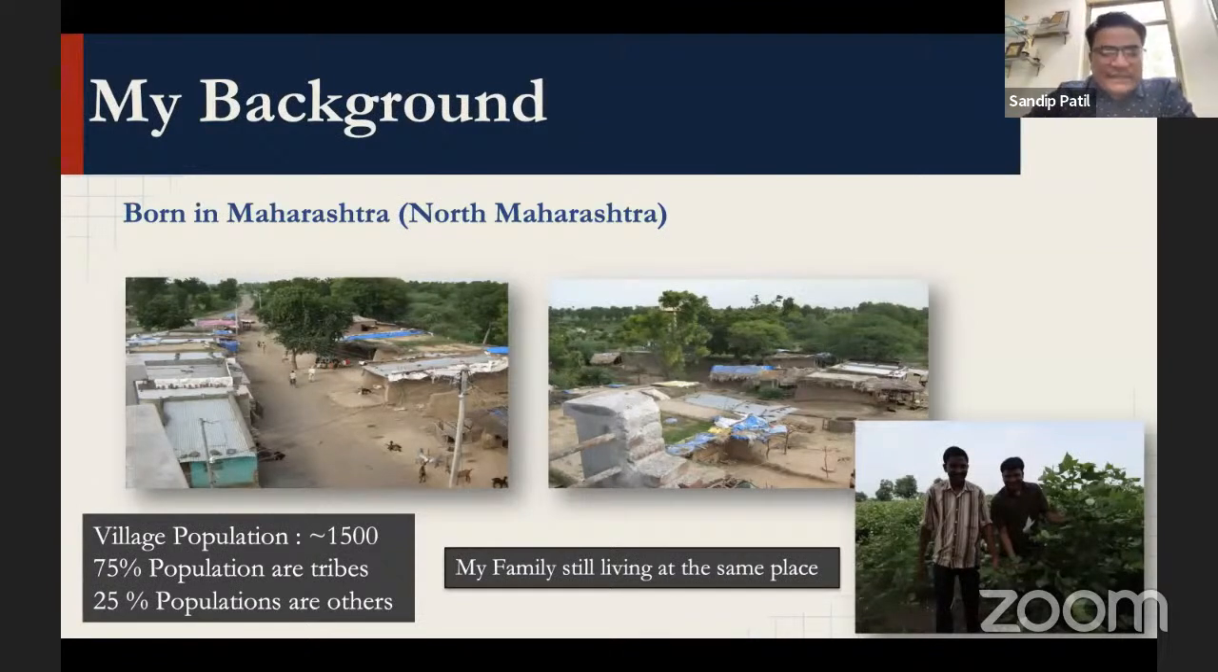So this is what we have. My family is still living in the same village. As I said, the population is 1,500, 25% is our farming community, and 75% are tribes. And what is their daily routine? Their daily routine is earning and spending in the evening.